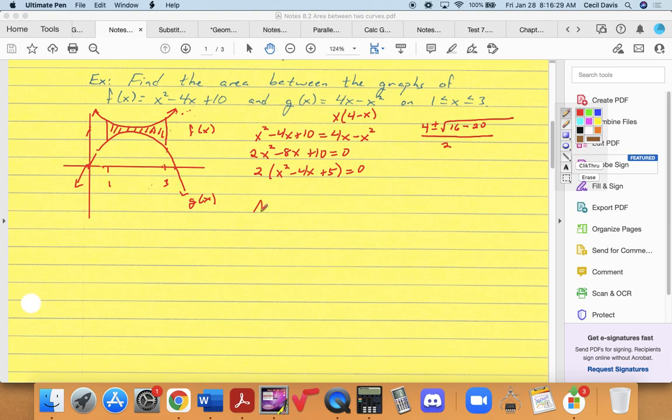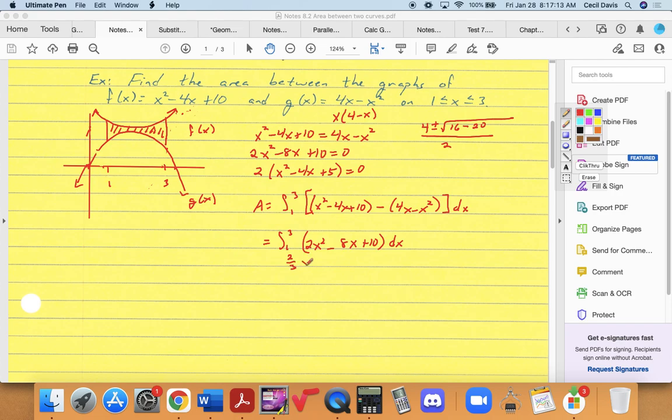So the area would simply be the integral from 1 to 3 of f of x, which is x squared minus 4x plus 10, minus g of x, which is 4x minus x squared, dx. And we've already done that subtraction. We did it right up here. So this is going to be the integral from 1 to 3 of 2x squared minus 8x plus 10 dx.